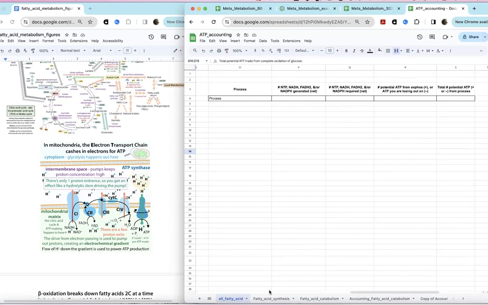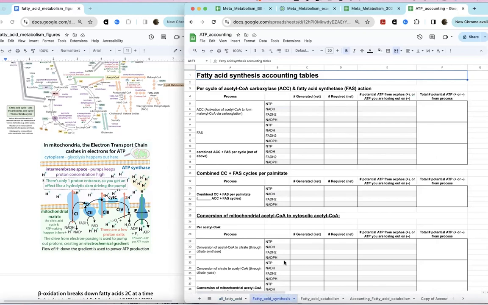So I encourage you to try it out. Start maybe with your fatty acid synthesis if you're into fatty acids. Deal with your glycolysis, compare and contrast, all this good stuff.